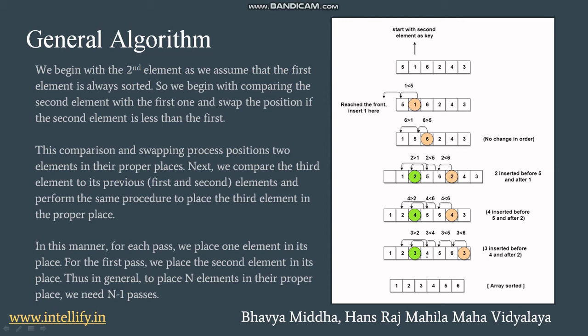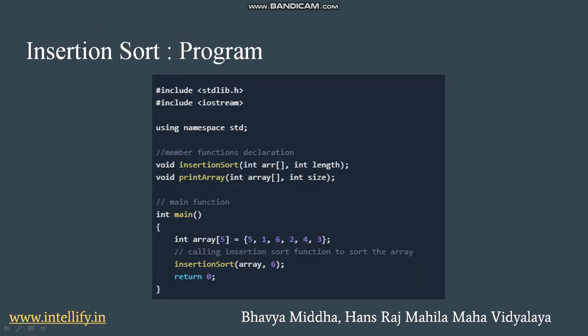This comparison and swapping process positions two elements in their proper places. Next, we compare the third element to its previous first and second elements and perform the same procedure to place the third element in its proper place. In this manner, for each pass, we place one element in its place. For the first pass, we place the second element in its place. Thus, in general, to place n elements in their proper place, we need n minus 1 passes.